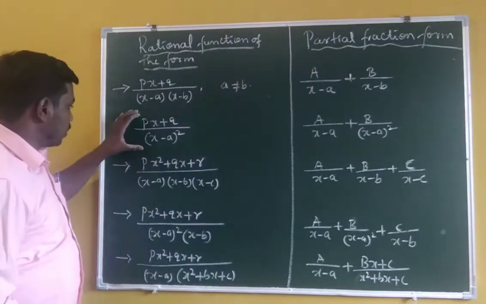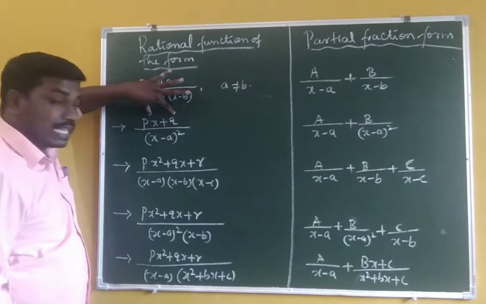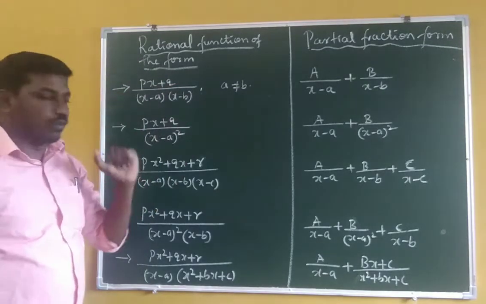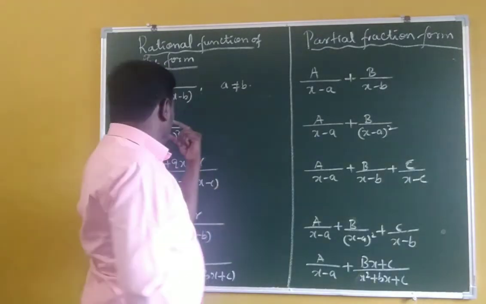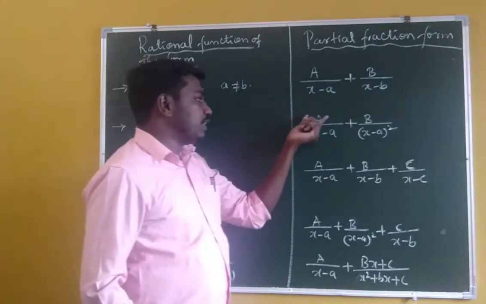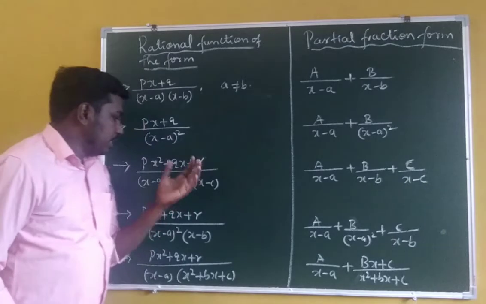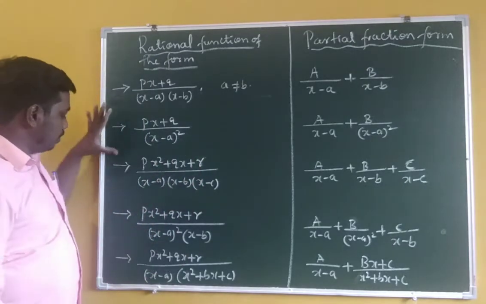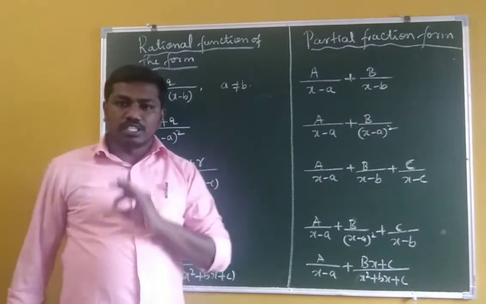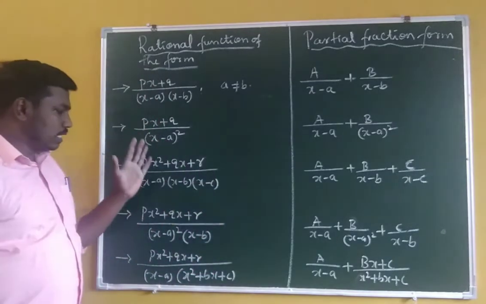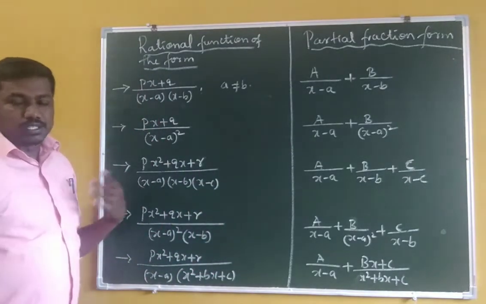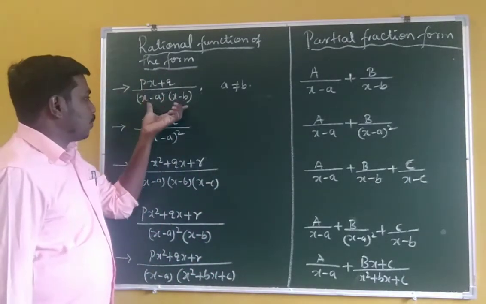Okay. Suppose the integrand is of the form px plus q divided by x minus a whole square. So, how to express the given rational function as A divided by x minus a plus B divided by x minus a whole square? In a similar way. You should practice these formulas. So, a linear polynomial will be a quadratic polynomial.